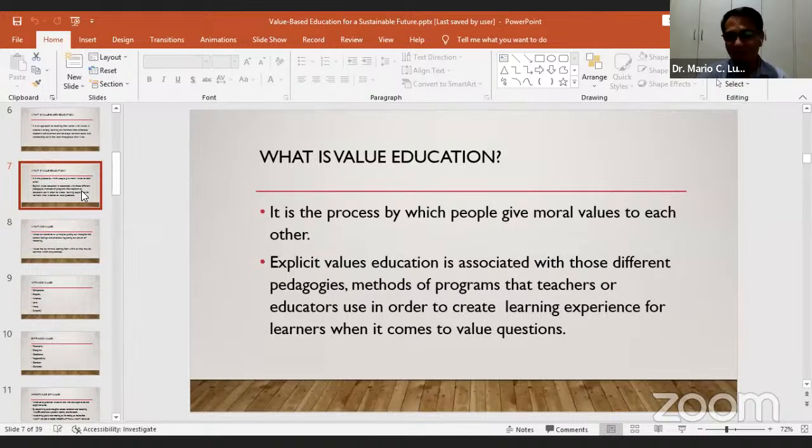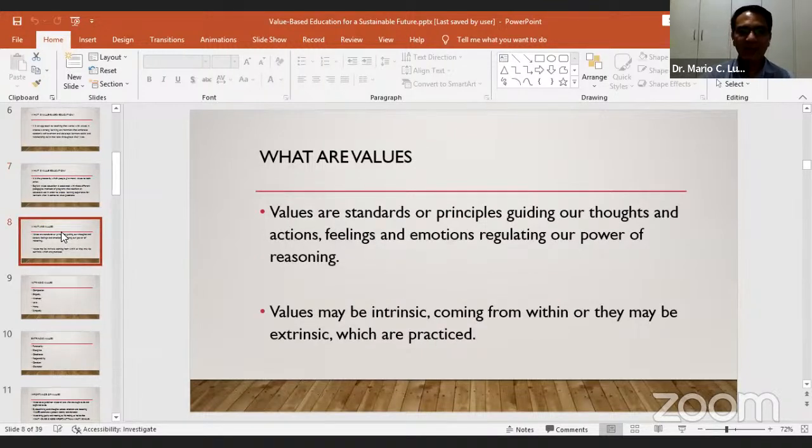And in August, we celebrate, of course, the month of National Heroes Day. Okay, so we look into the value of bravery. So there are many programs that we can create in order for the students to be conscious of what value we are trying to teach them.